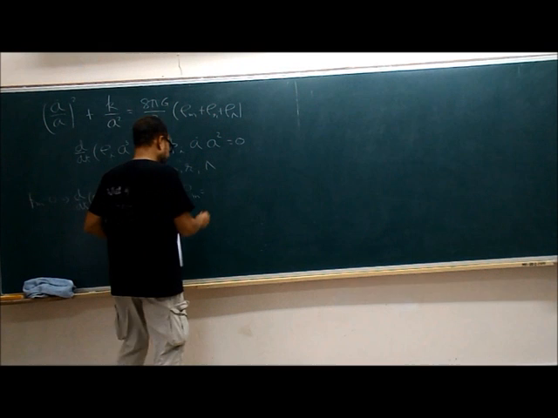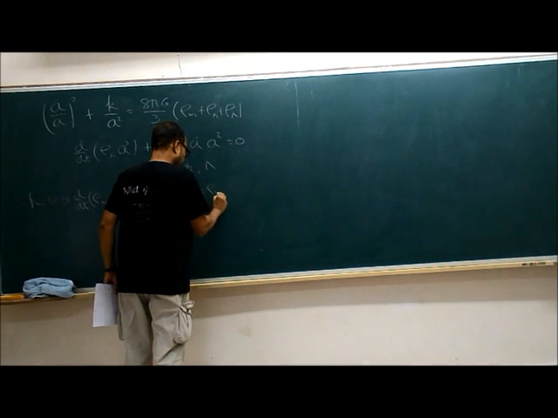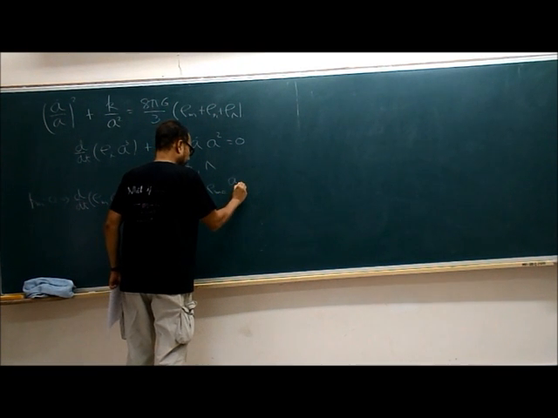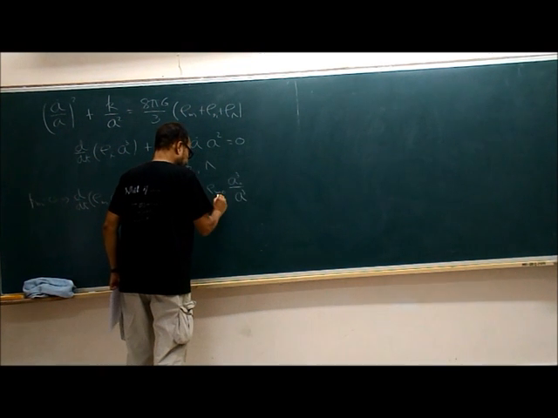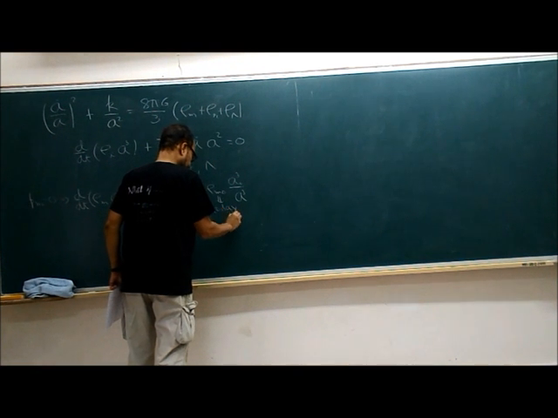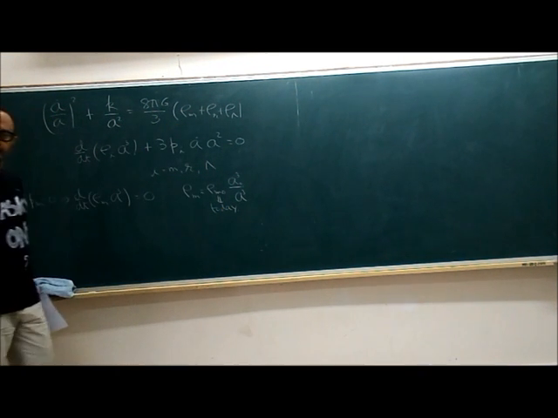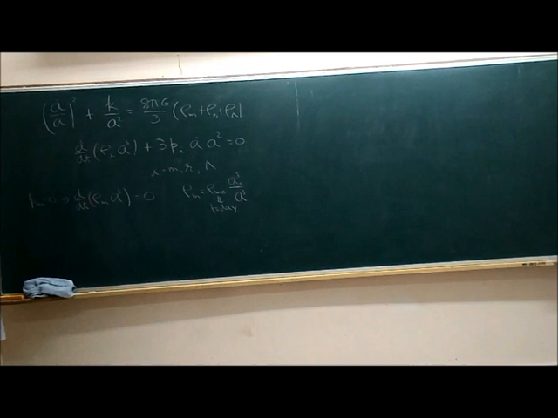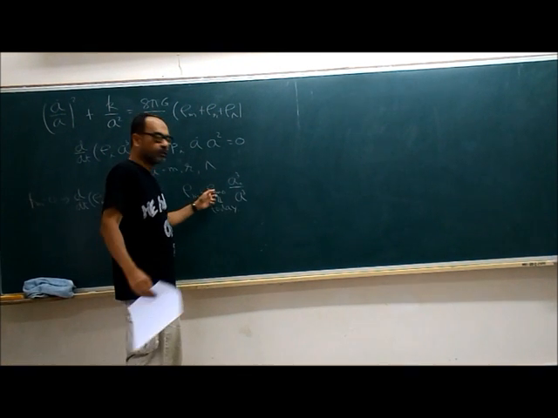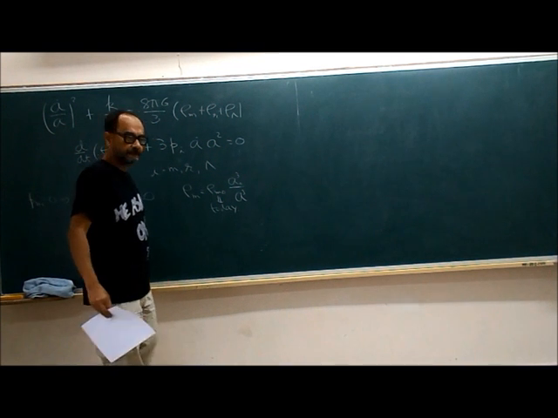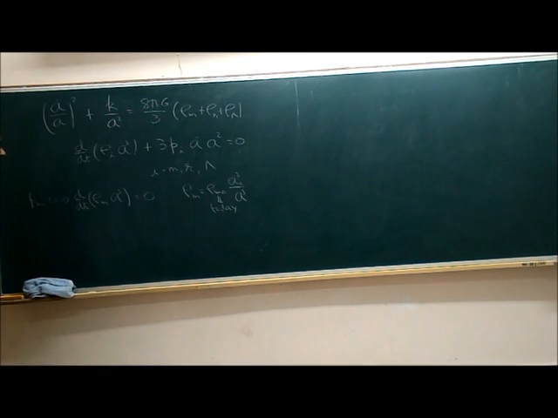So I will write this as rho_m naught times A naught cubed over A cubed. Okay, this is the initial condition. So this is the density today, so that at t equal to t naught, this is 1 and rho equals rho_m naught. Okay, that's the initial condition. And this is what we get.